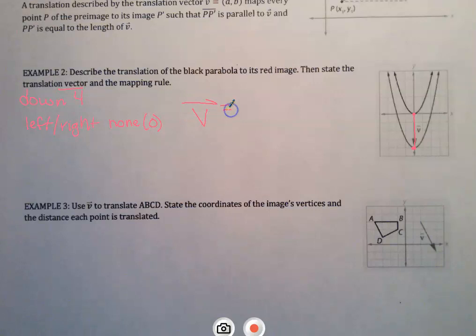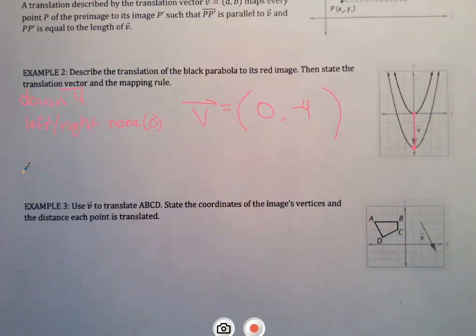So our vector equals, we need a coordinate, right? We need A. A is the horizontal change. How did it change horizontally? It didn't, so it's 0. B is the vertical change. How did it change vertically? 4. Why is it going to be negative 4? It's down 4, so it's negative 4. There you just wrote your vector. Your vector for this one is 0, negative 4.